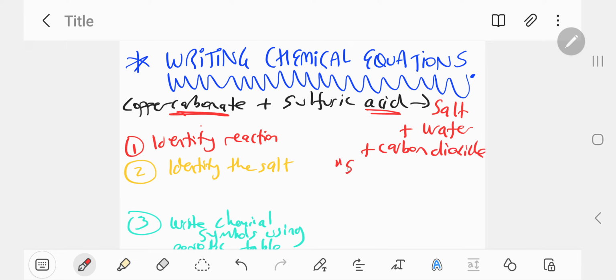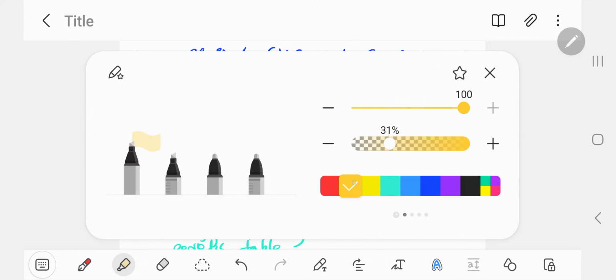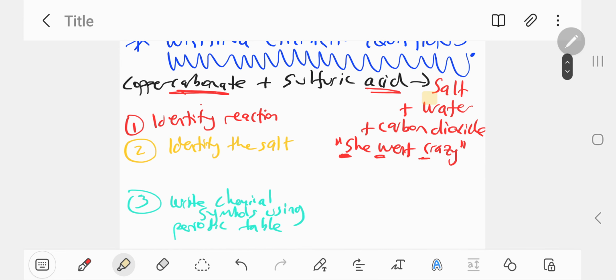I used the mnemonic "she went crazy." And as I say, don't take offense to this, ladies. It's not biased in any way. If it was a boy, I'd say "he." But it's S for she, went crazy. So S for salt, W for water, C for carbon dioxide. Just a memory device to help you memorize the products formed. That's step one.